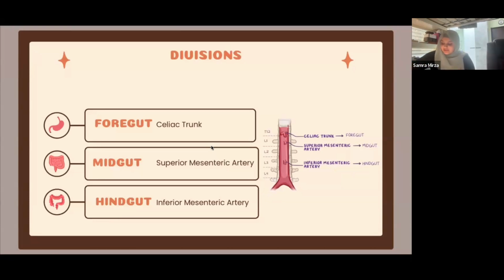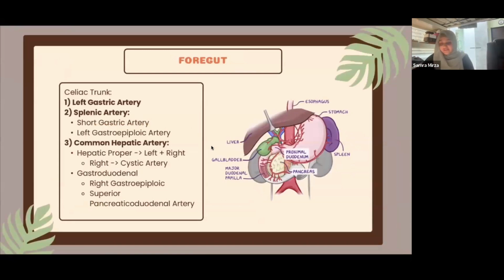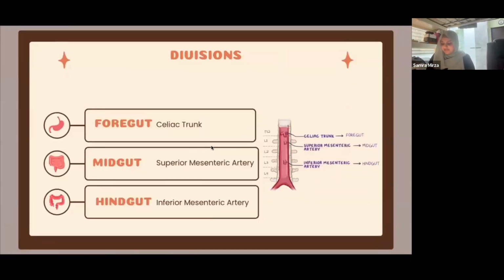So the foregut is essentially, we'll come here first. Okay, the foregut essentially constitutes of your esophagus, your stomach, and a part of your duodenum, right? And so for the foregut, we have the supply of the celiac trunk.